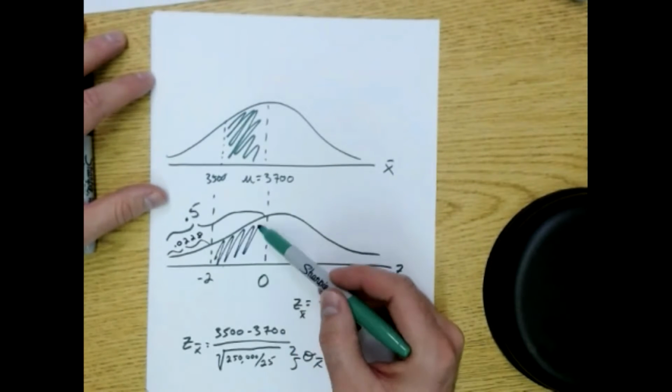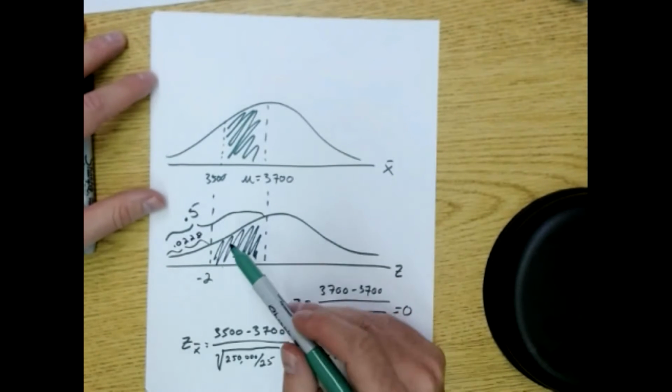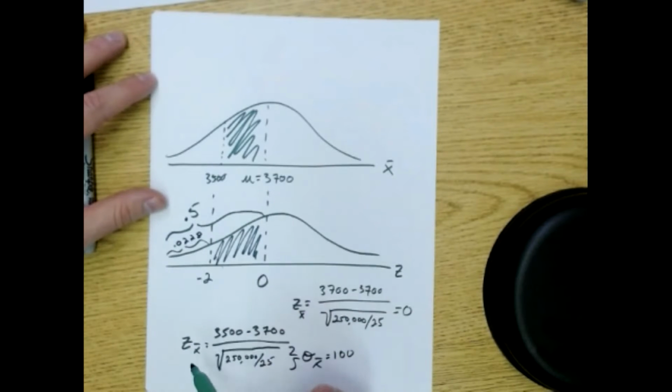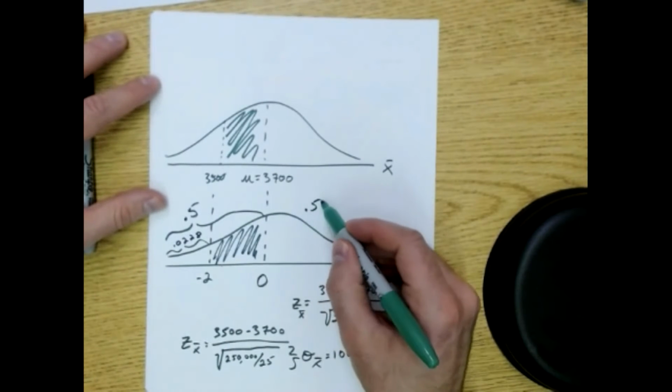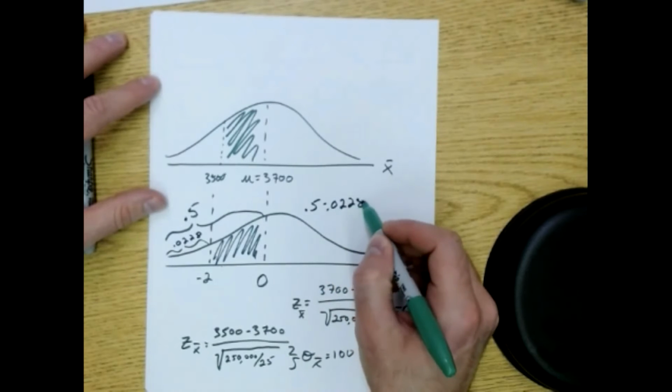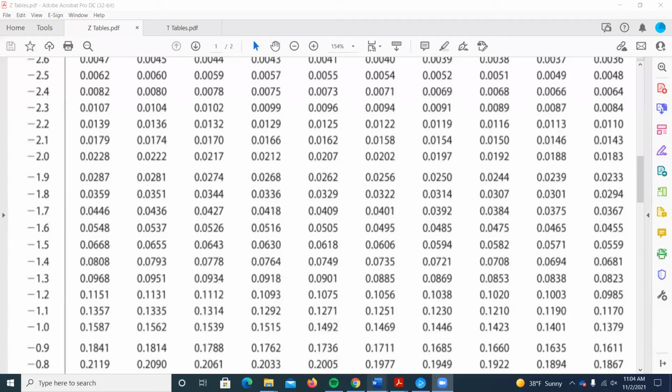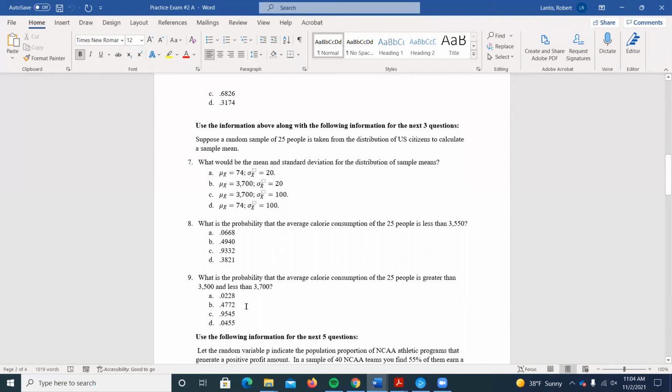Remember, I wanted the probability of being in between these two values. So I'll take the smaller area and subtract it from the larger area. So 0.5 minus 0.0228, and it should give us, go back to the problems here. So that'd be what, 0.4772. Now this is another case where we said it had to be less than 0.5, so we could have ruled out C right away.